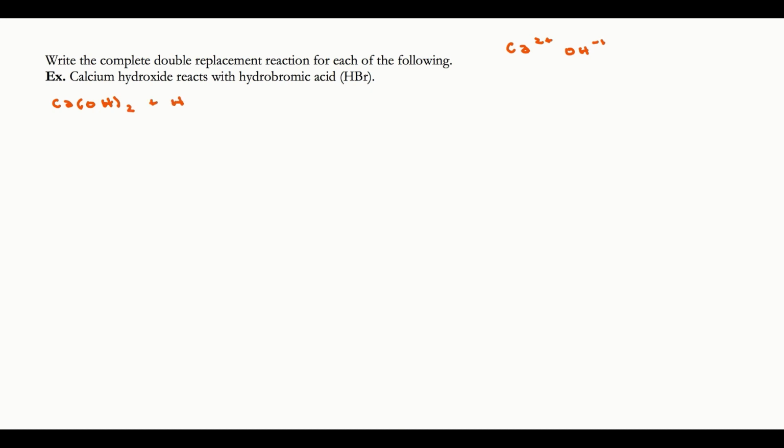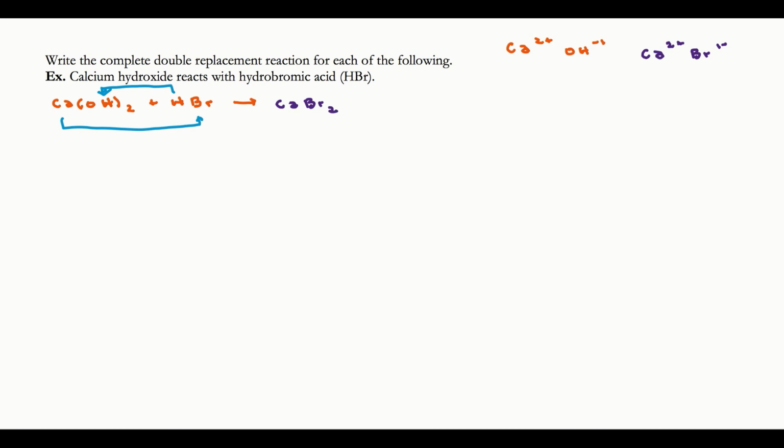So notice I've got two different compounds. This is still going to be a double replacement reaction. So I'm going to do innies and outies. My outies are calcium and bromide. My innies are hydrogen and hydroxide. Okay, calcium and bromide, I've got to recombine these. So calcium has a 2 plus charge. Bromide has a 1 minus charge. So my product is going to be CaBr2.